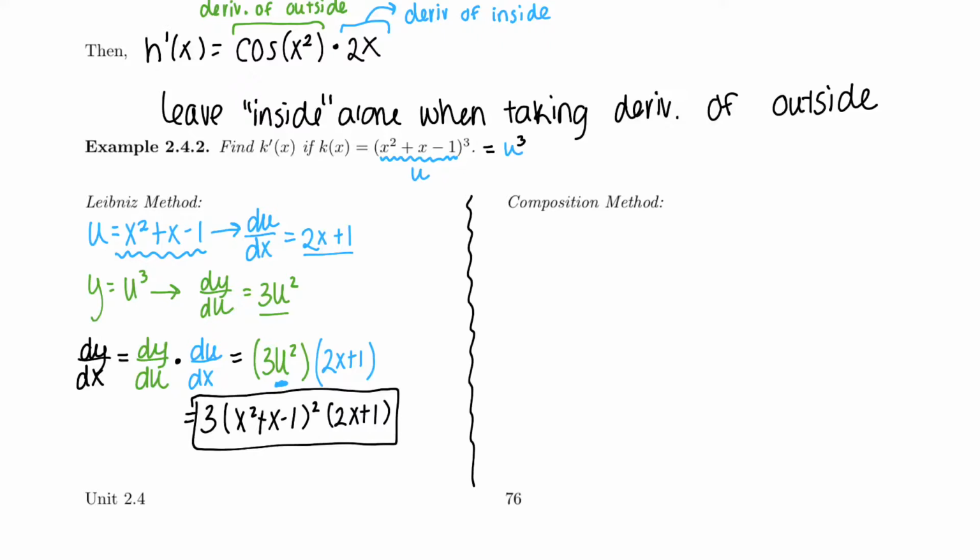For the composition method, you're first determining the inside function, which is the same thing that you did with Leibniz, but you called it u instead. For the inside function, you're looking at x squared plus x minus 1. And for the outside function, that just ends up being the whole function. So you include everything, including the cube. So the outside function is x squared plus x minus 1 quantity cubed.